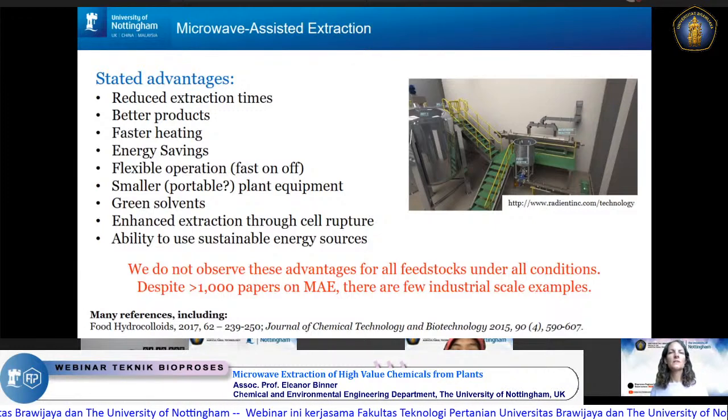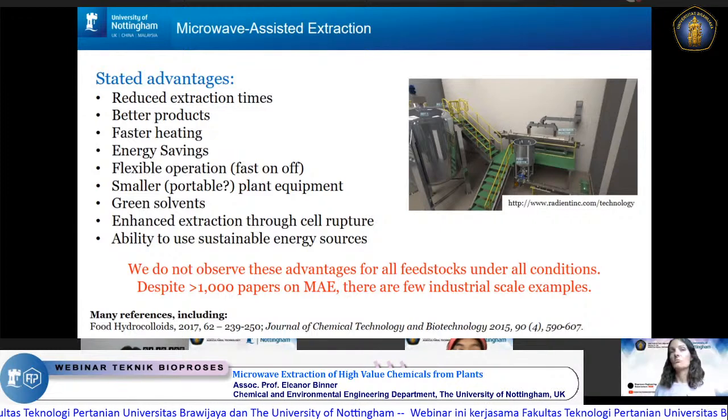However, if you do carefully controlled experiments where the only difference is using a microwave or thermal heating for extraction, almost all of the time you don't see any real difference in the yield or the extraction time. You have to design the experiments very, very carefully, and some feedstocks don't seem to be able to get an increased yield under any conditions.